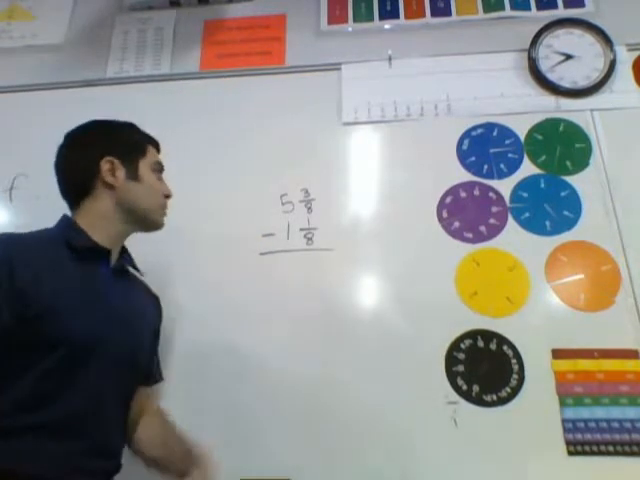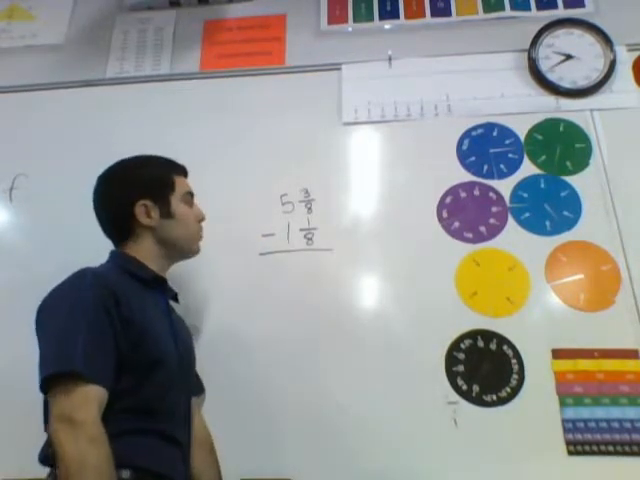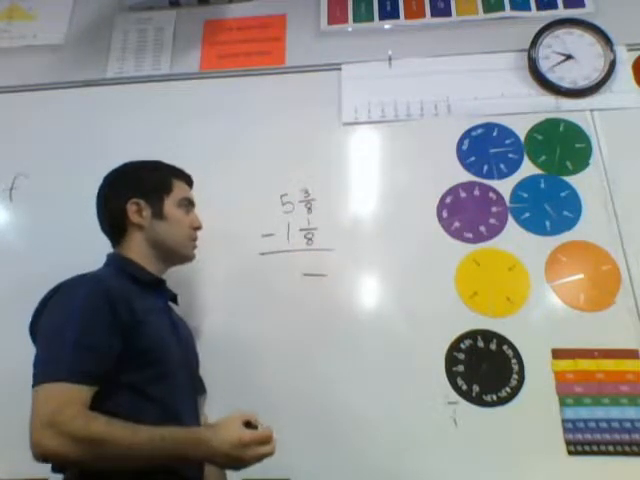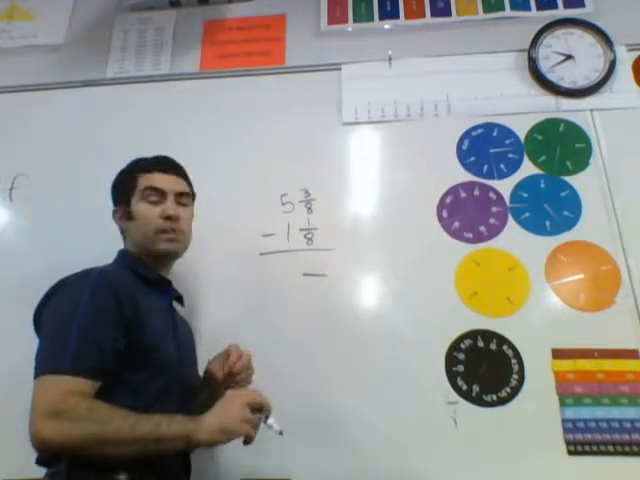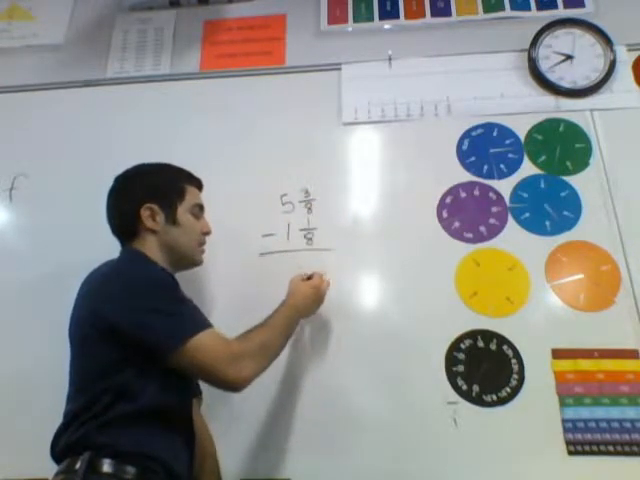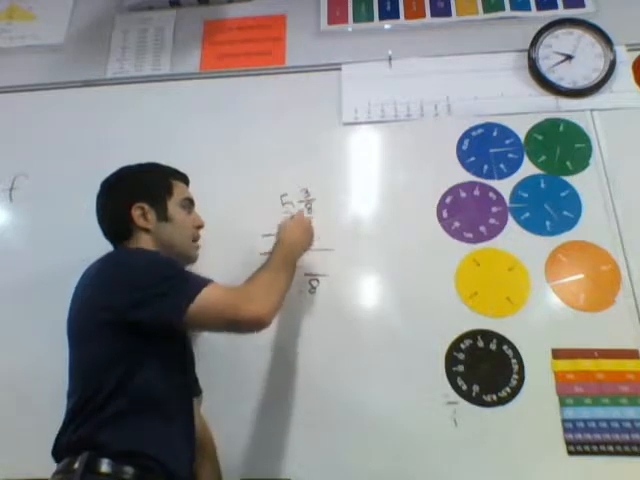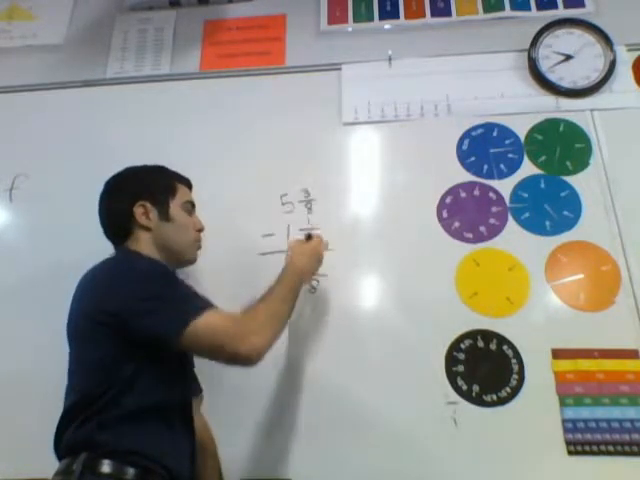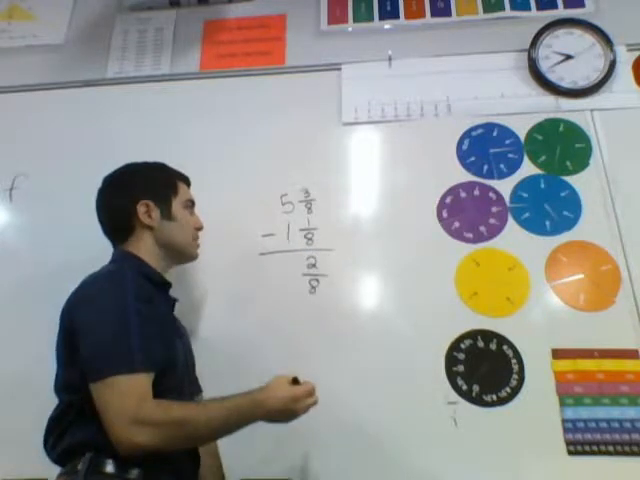Alright, let's go ahead and solve this problem. You have 5 3/8 minus 1 1/8. Alright, so just like when you're adding fractions, when you're subtracting fractions, a lot of the rules apply. So the denominator is 8. So the denominator stays 8. Then you're going to subtract the numerator. 3 minus 1 is 2/8.